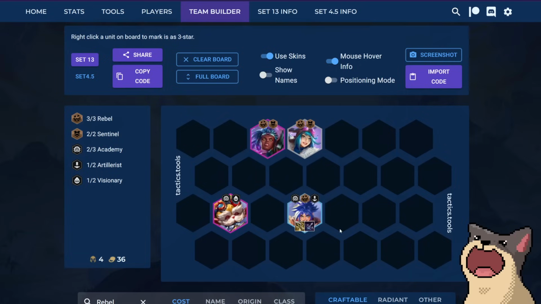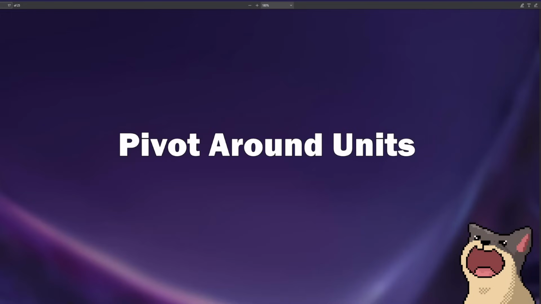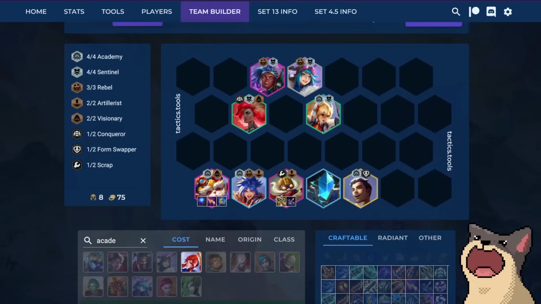And that's why it's really important to have pivot points a lot of the time, because it helps you to be able to distinguish between those units. And that's just pivoting around units. It's a very basic example, but you can find examples of that in all cases. And a lot of it comes down to what you hit, right?